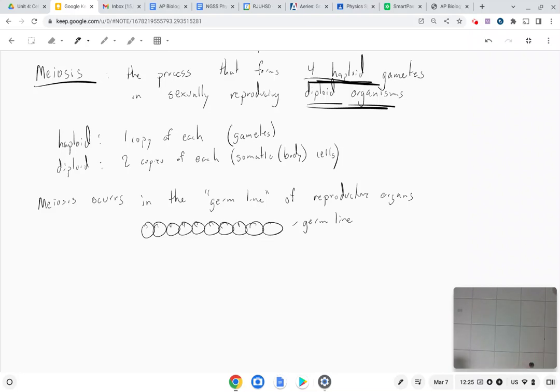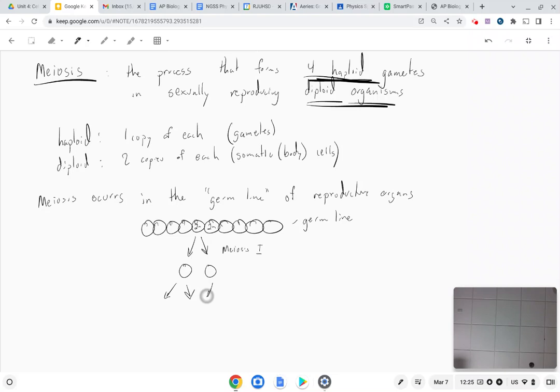So here's what you need to know: germline cells are diploid. They are 2N, which means that they do in fact contain 2 copies of every chromosome. But then it's going to divide, and that's called meiosis 1. And then it's going to divide again, and that's meiosis 2. And then what you end up with is 4 sperm cells or eggs, depending on which reproductive organ we're looking at. But that's what you end up with: 4 gametes, which are haploid.